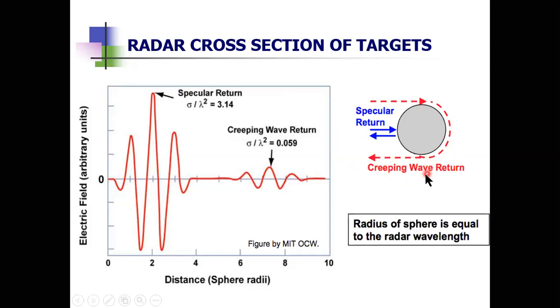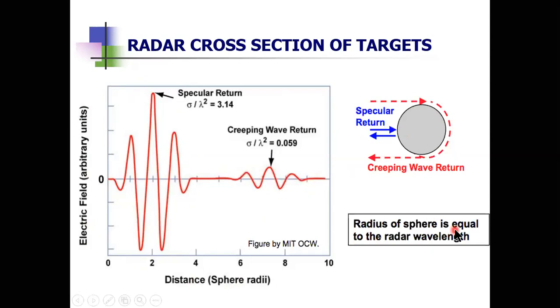These are the two waves which interfere constructively and destructively. That's why we have fluctuations in the Mie resonance region. The other figure shows electric field versus distance. This is the specular return, the direct reflection, and this is the creeping wave with lesser amplitude.